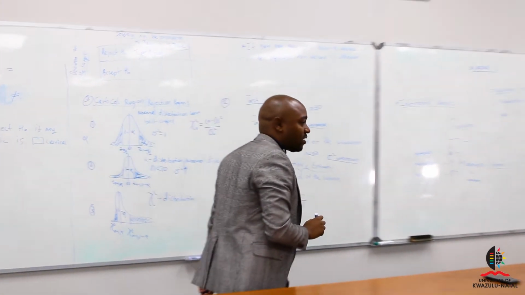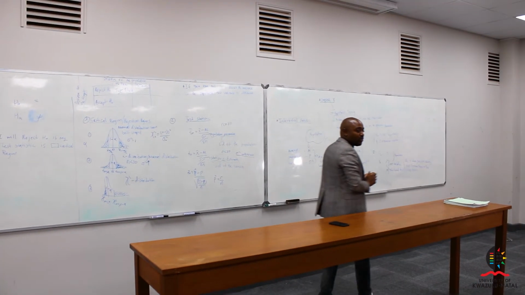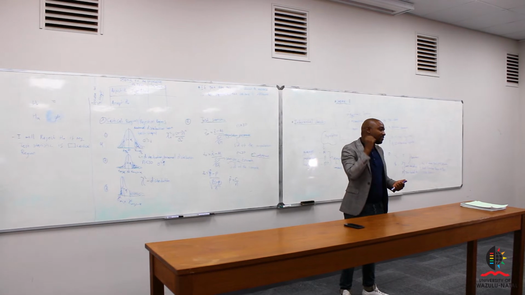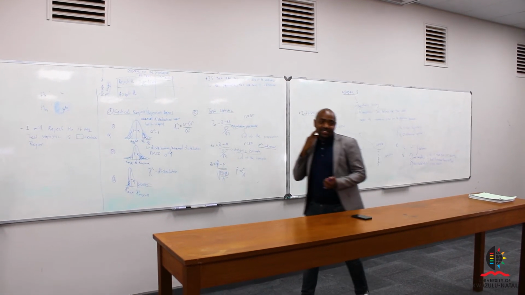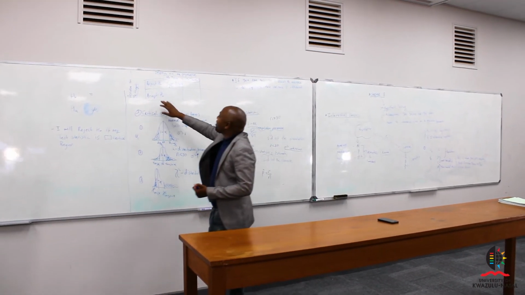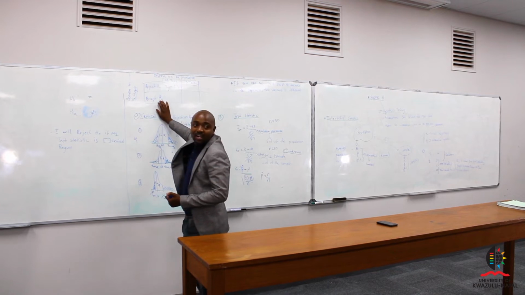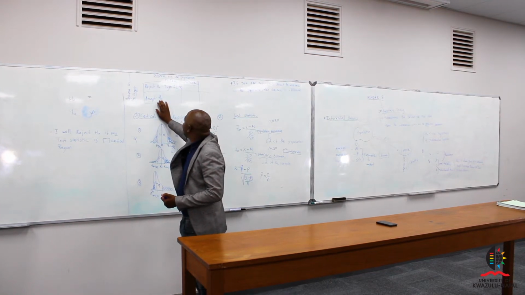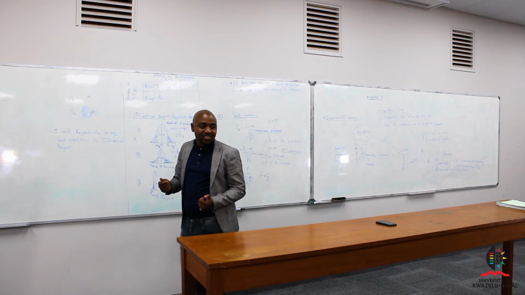Now, what is type 2 error? It's when you accept H naught while H naught is false, right?